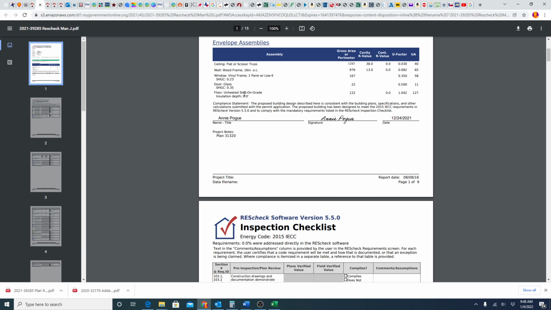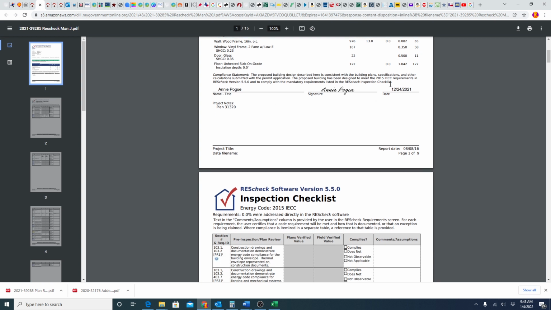Lower is better. And SHGC and U factor, that's a solar emittance of the window. Lower is better in a low climate zone like ours. Higher is better up in a cold climate zone, so you get more radiant heat in the winter. And U factor is essentially just the inverse of an R value. Little bit of interesting information there.